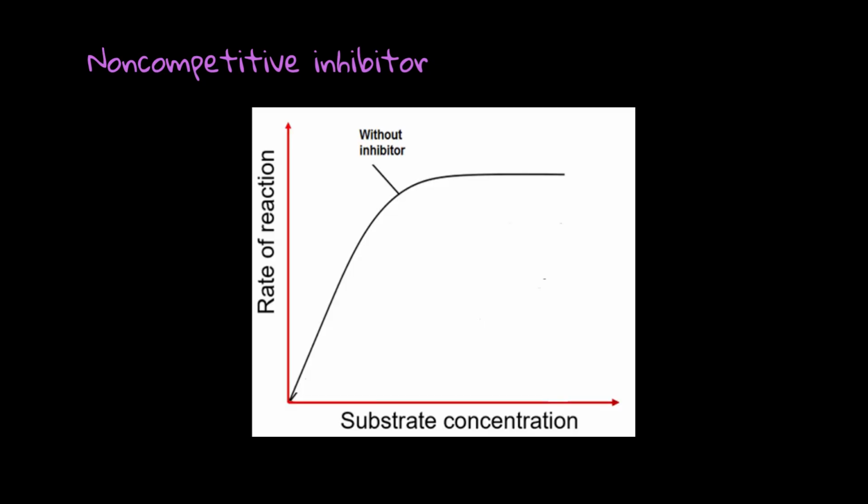This graph shows that increasing the substrate concentration will not reduce the effect of the inhibition. This is because non-competitive inhibitors and substrates do not compete for the same active site. To reduce the effect of inhibition, the concentration of the inhibitors must be decreased or the inhibitors must be removed.